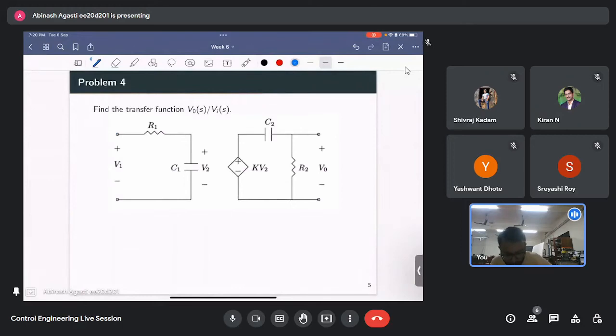Now we have this system. On the left hand side, we have some circuit, V1 is being applied, there is an RC circuit with V2, which we have to find out, and on the right hand side, there is a voltage dependent source and some other circuit with R and C. We want to find out the transfer function of V naught by V1. So how do we go about this?